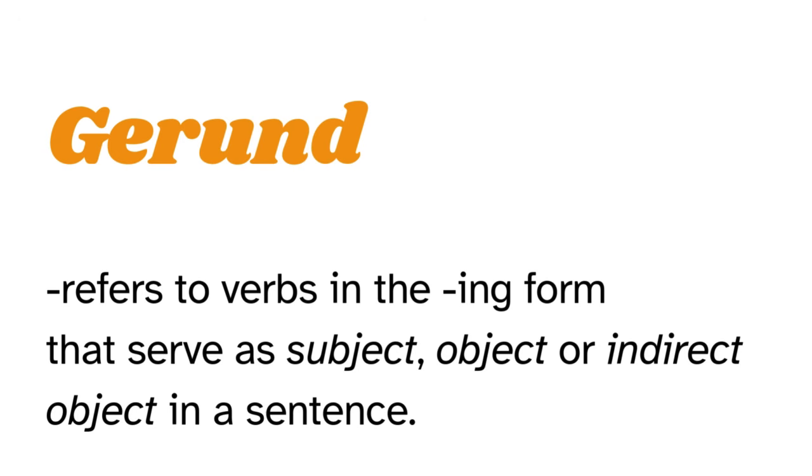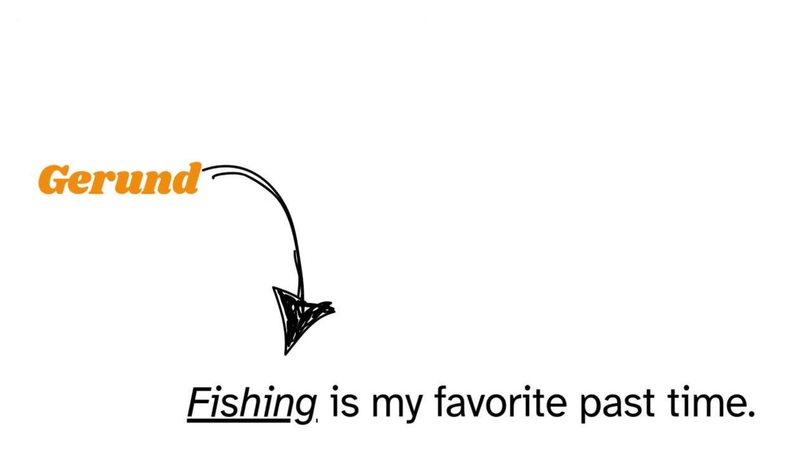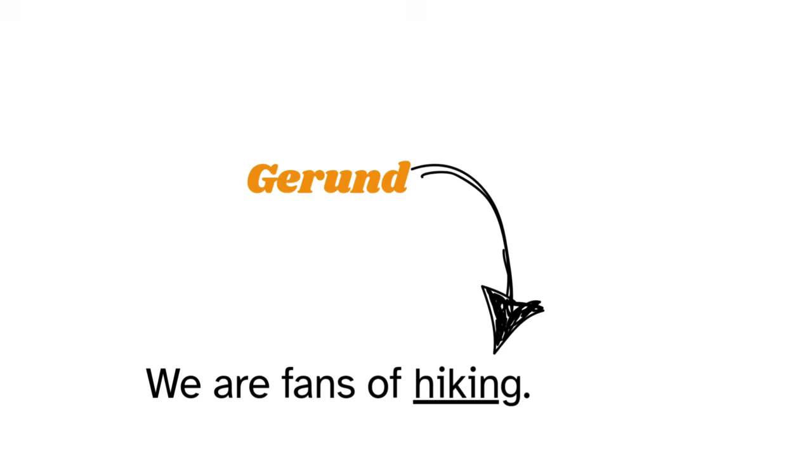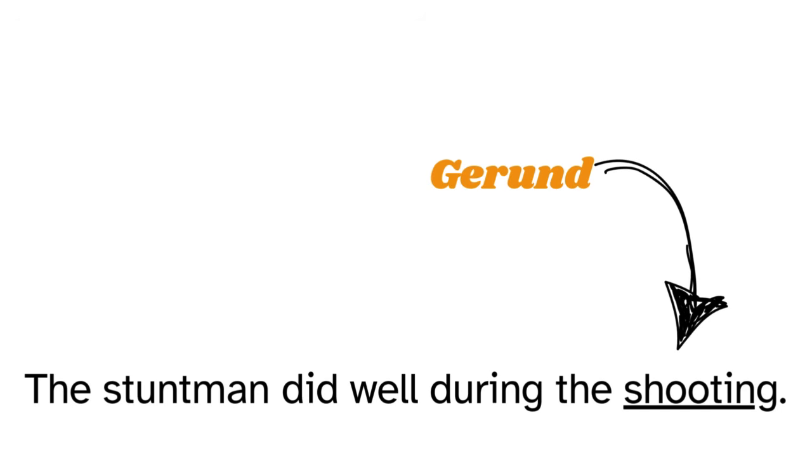Gerund. Gerund refers to verbs in the ing form that serve as subject, object or indirect object in a sentence. Here are examples of gerunds. Fishing is my favorite pastime. We are fans of hiking. The stuntman did well during the shooting.